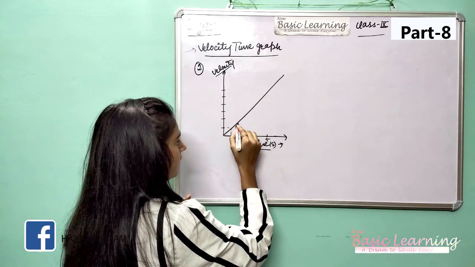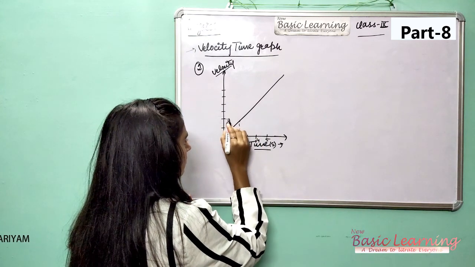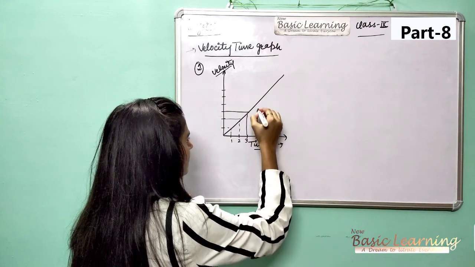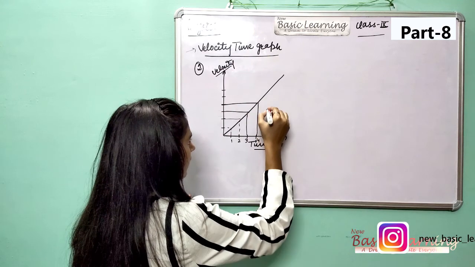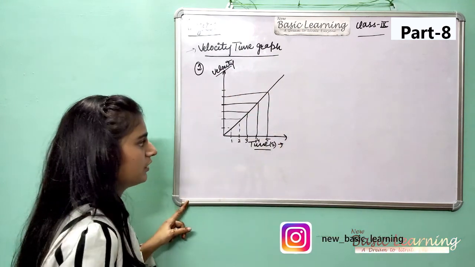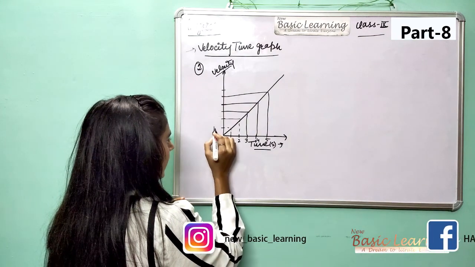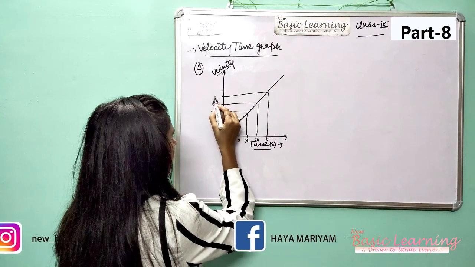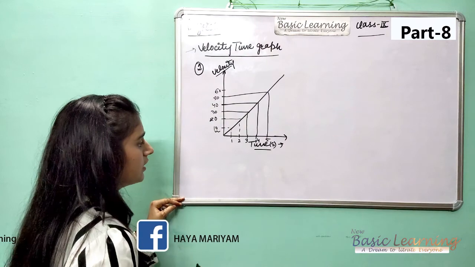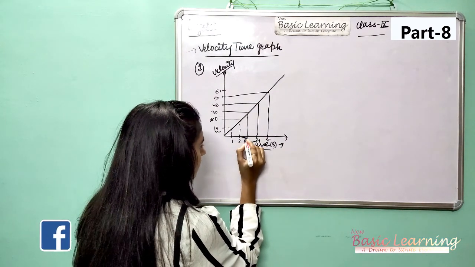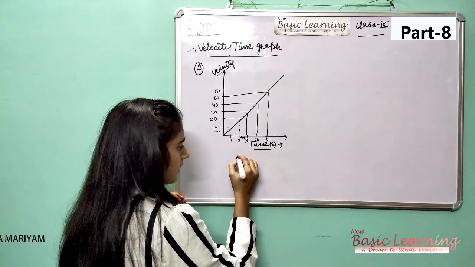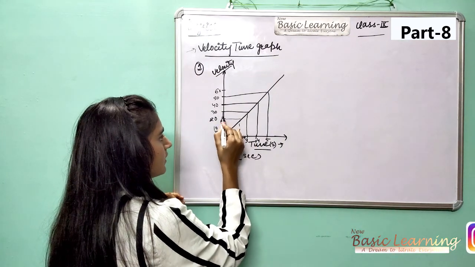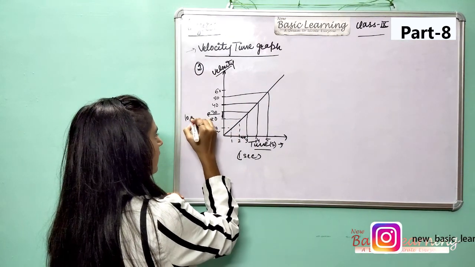When time is 2 seconds, we get another value. When time is 3 seconds, 4 seconds, 5 seconds, we get other values. Now suppose the velocity values are 10, 20, 30, 40, 50 and 60 meter per second. The gap in time is 1 second, and here we get a gap of 10 meter per second.